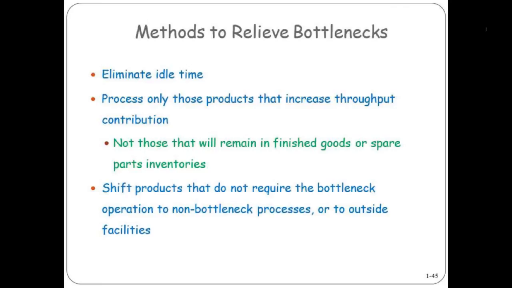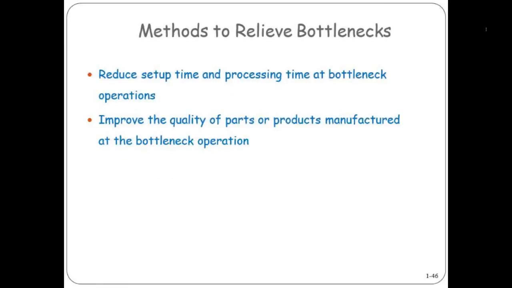So you manage your bottleneck to really improve the throughput. If there's anything that does not absolutely need that bottleneck operation, you move it out from that operation, maybe even outsourcing it to somebody else. We talked about reducing setup time and improving quality. The higher the quality of your bottleneck operation, the less likely you'll have rework there, the less likely that you'll have breakdowns in there, and so therefore it will be less of a bottleneck.